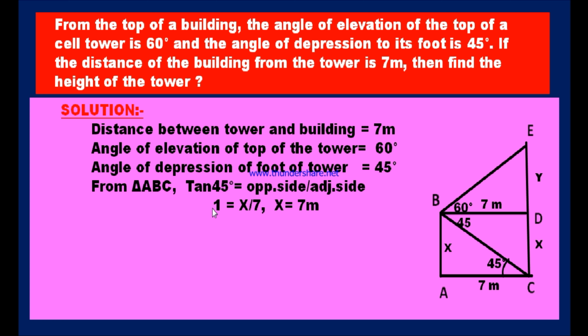Therefore tan 45 value is 1, which is equal to opposite side to 45 degrees, x, by adjacent side, 7. Therefore 1 is equal to x by 7, or x is equal to, take this 7 to the other side, then 1 into 7 is 7 meters. That is height of the building is 7 meters, or this x value is 7 meters.